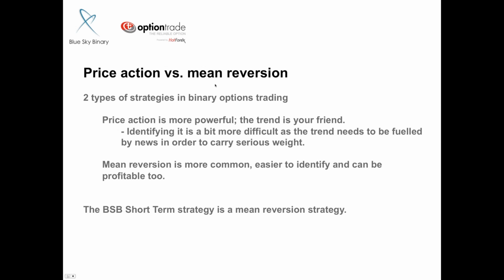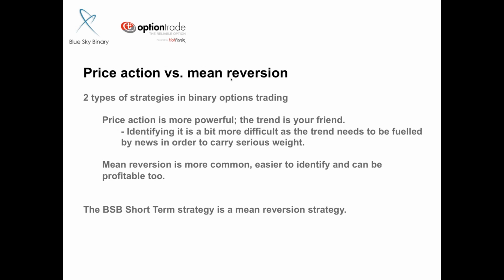Okay, so let's get right into it. There are two types of pockets or schools of thought in terms of trading binary, and it's very similar to trading other assets like fixed income, currencies and commodities. One is price action, where you're trading in the direction of the trend, and the other is mean reversion. And price action is unequivocally more powerful.